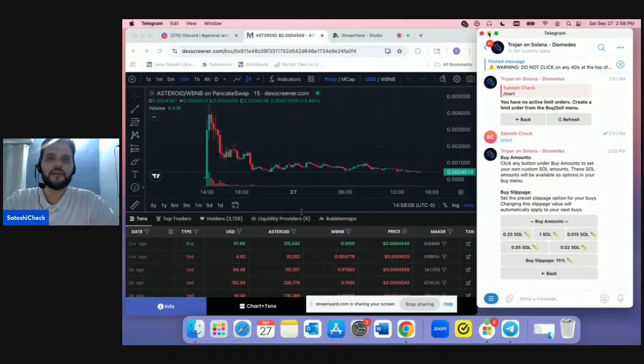So we're going to get rid of this. So you guys know, set your slippage, put it on turbo or rocket. I like rocket. Why not rocket? Either one works, and then you're good to go. So you've got your custom buy settings.